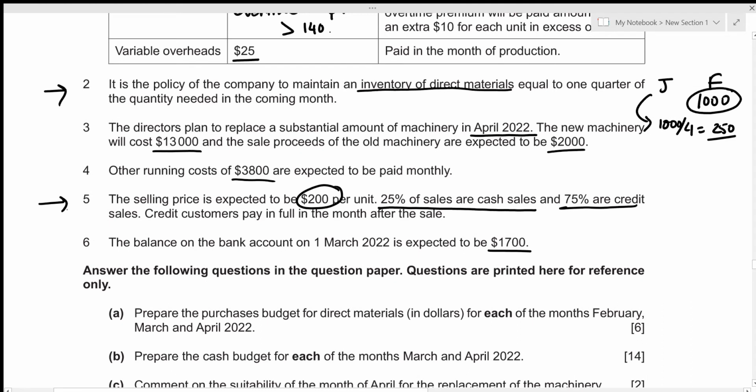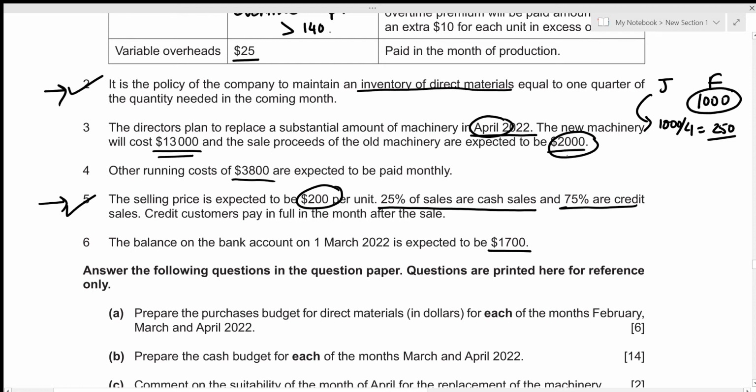Okay, we already made use of the first one and the second one. Then for the third one, we are told that the directors plan to replace a substantial amount of machinery in April. So we're definitely creating a cash budget for April as well. We need to consider this point. The machinery will cost 13,000. So this is actually the payout, which we will be recording under the payment section. And the sale proceeds of the old machinery are expected to be 2,000. So this is the value that we received for selling our old machinery. So obviously this is a receipt that we need to record for the month of April.